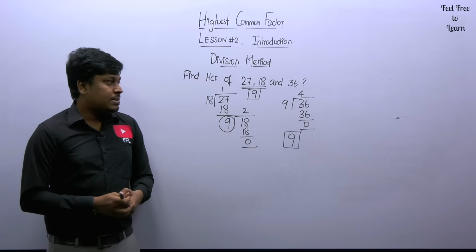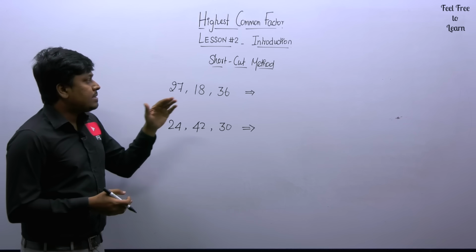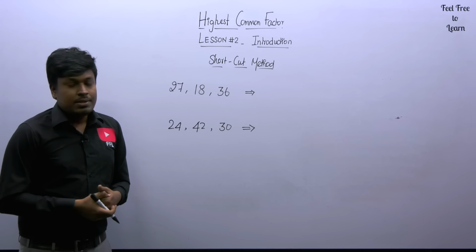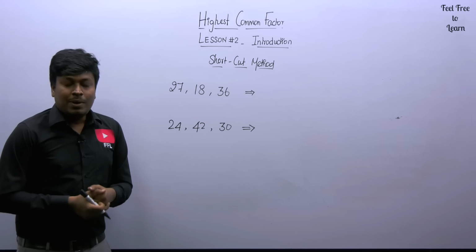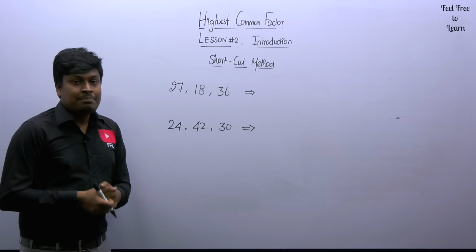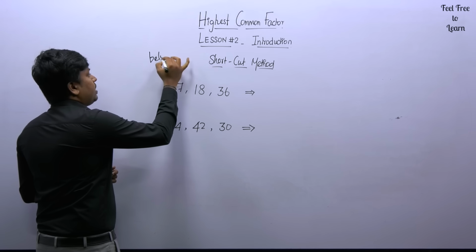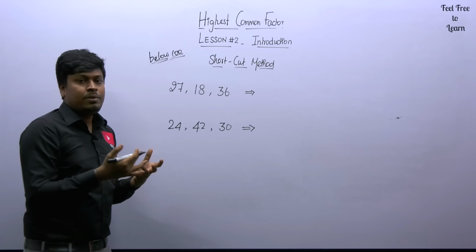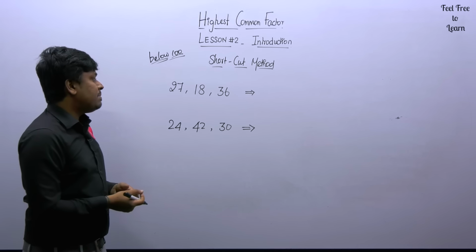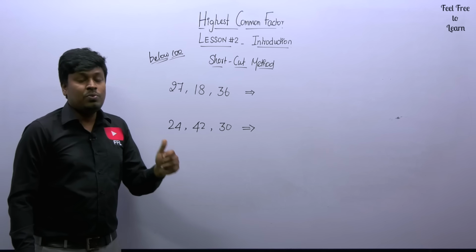Got it? So now let me move on to the last method, that is shortcut method. So the last method is the shortcut method. So before applying the shortcut method for finding HCF, one thing you should remember is if the numbers are below 100, right? So below 100. If it is above 100, you can use the shortcut method, but sometimes you will make a mistake. But always remember, if you are getting smaller numbers or numbers below 100, use shortcut.